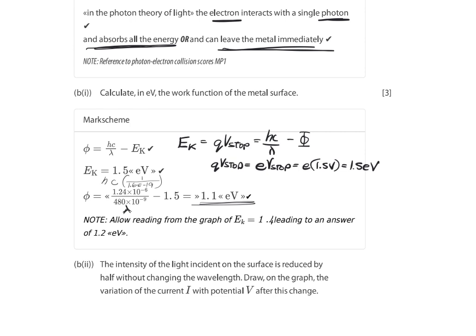And that is the work function of the metal surface. So then B says the intensity of the light is reduced by half without changing the wavelength. So we have a lower intensity. Draw on the graph the variation of the current with potential after this change.